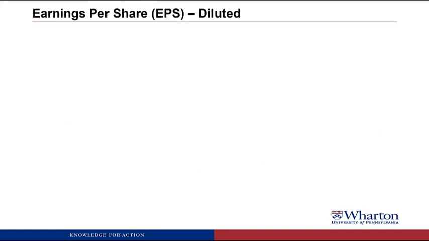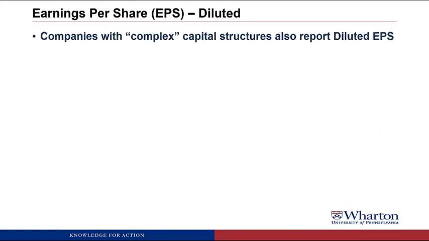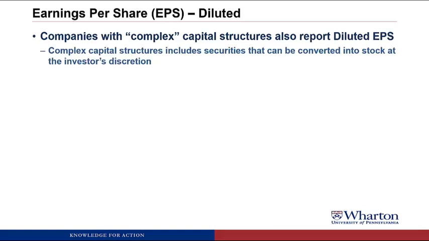So now we're going to talk about diluted EPS. Companies with complex capital structures also have to report something called diluted EPS. As it turns out, almost every company has one of these instruments, so almost every company reports diluted EPS, and it turns out that diluted EPS is the number that most people focus on rather than basic EPS. So what does a complex capital structure mean?